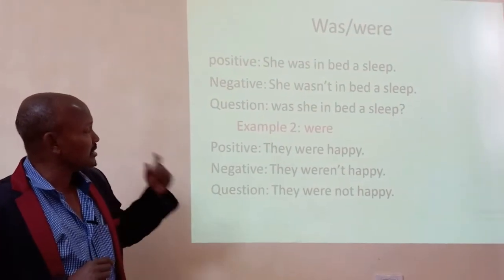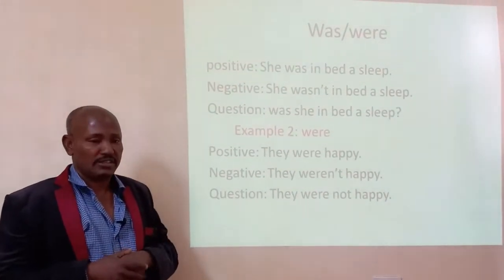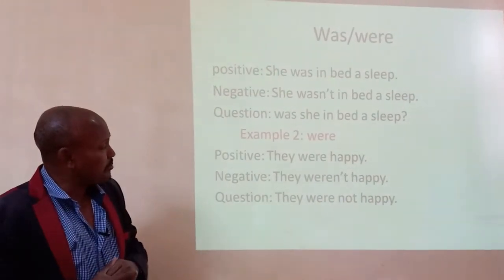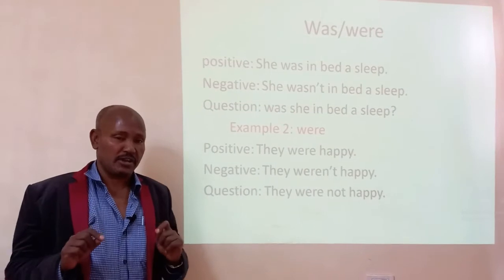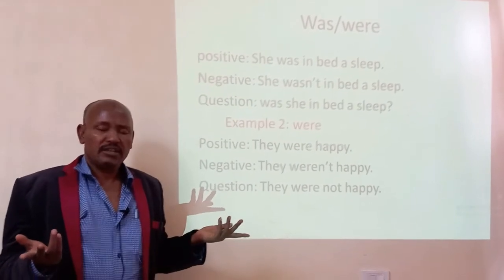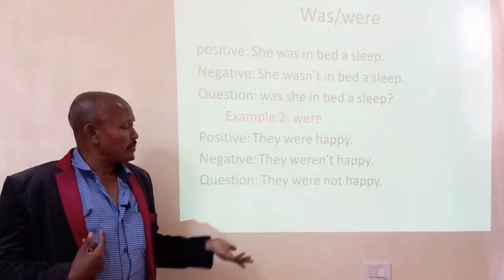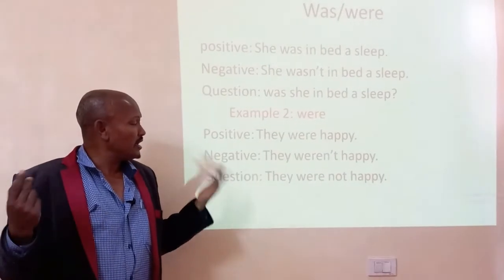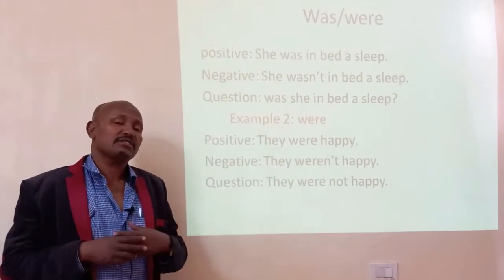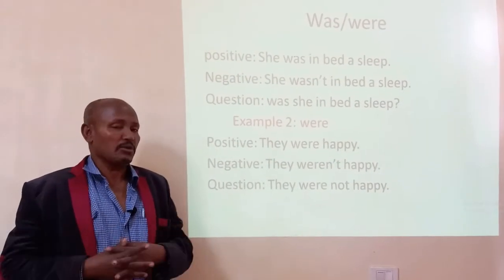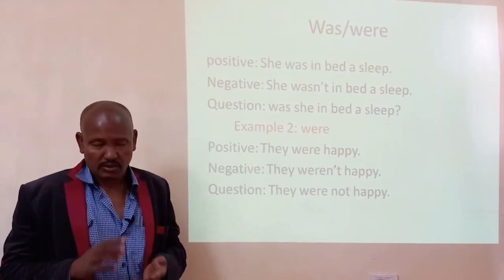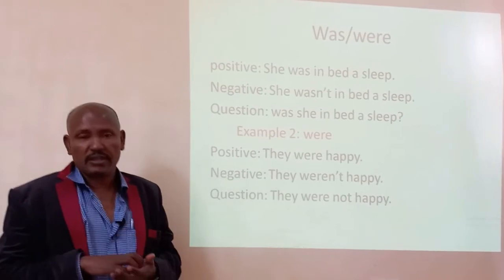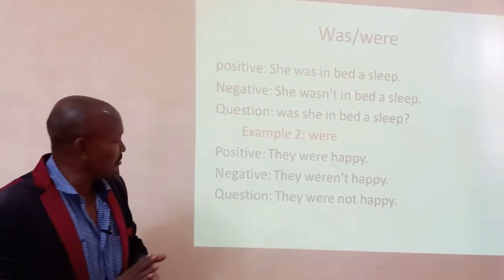The third example: they were happy, because the speaker they is third person plural and it takes were. They were happy. They were not happy. Were they happy? I'm talking about still the past. So they plus were is an appropriate verb.